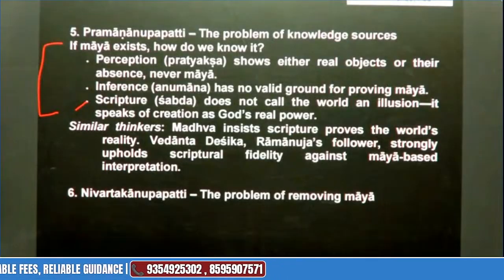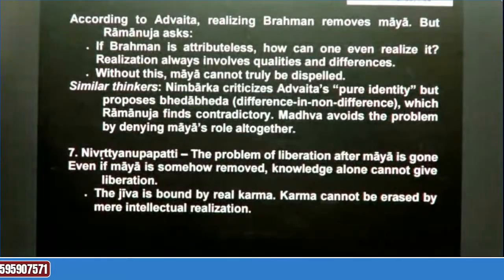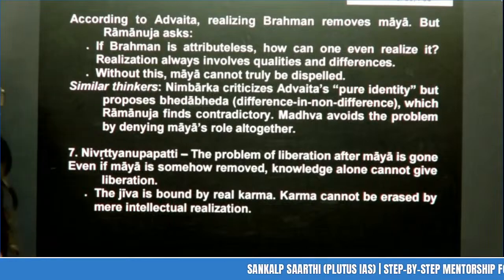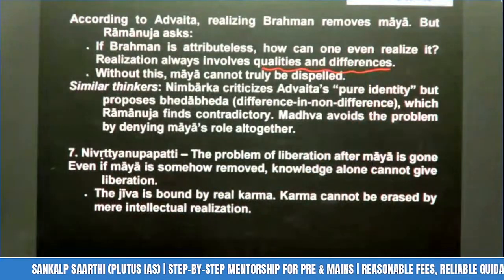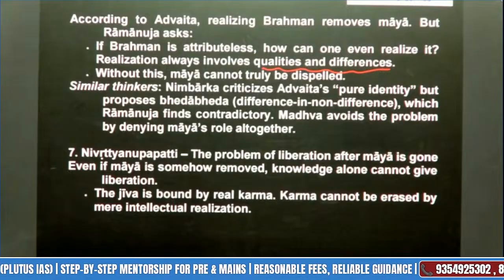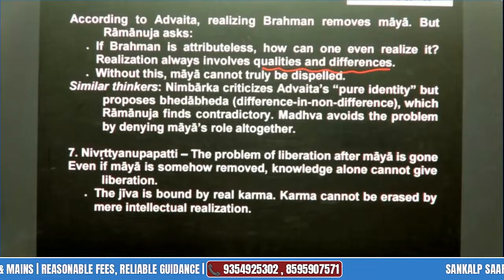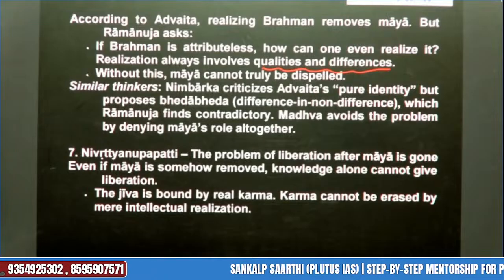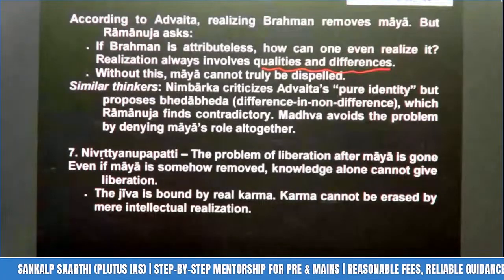Then next is the problem of removing Maya. So according to Advaita, realizing Brahma removes Maya. But Ramanuja asks, if Brahma is without attributes, how can one even realize it? So realization always involves qualities and differences. This we have studied in Western philosophy also, that without this Maya cannot truly be dispelled. Then the seventh problem, the problem of liberation after Maya is gone. If Maya is somehow removed, knowledge alone cannot give liberation. So the jiva is bound by real karma. Karma cannot be erased by mere intellectual realizations.